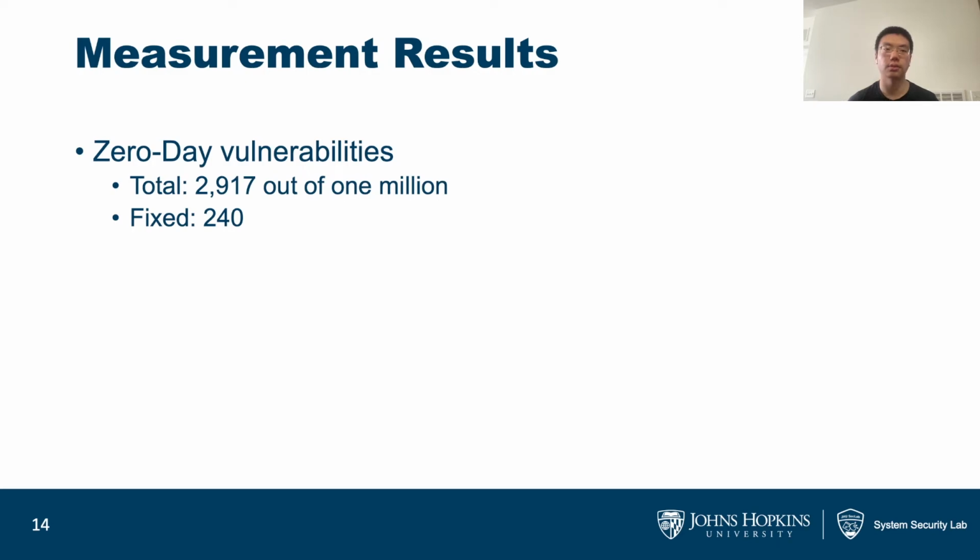Proto has discovered lots of zero-day exploitable vulnerabilities. The total number is near 3,000 out of the top 1 million real-world websites. After we reported all of those vulnerabilities to their corresponding website owners, many of them have been fixed. The number is more than 200.